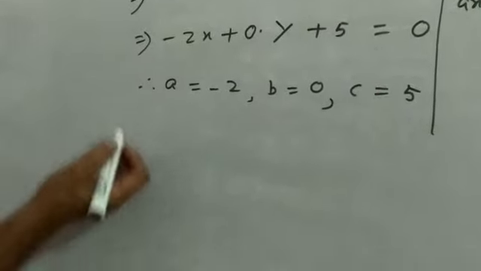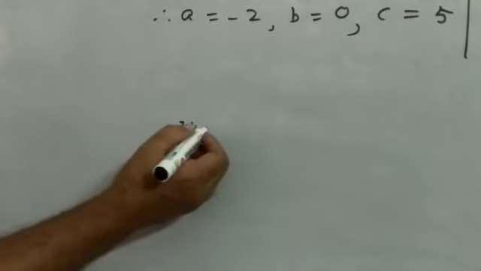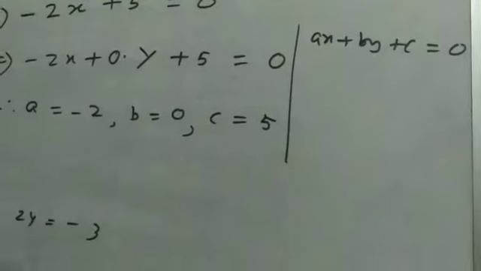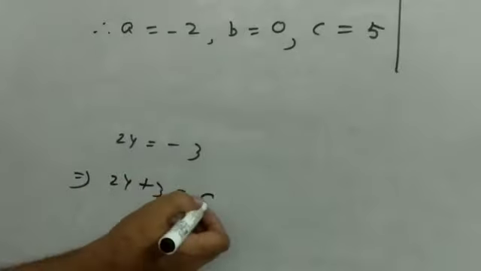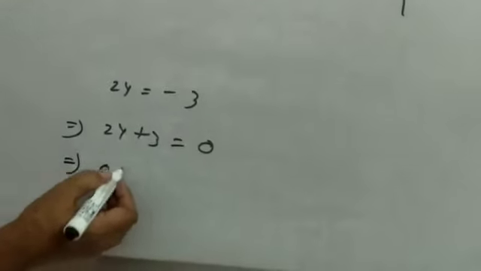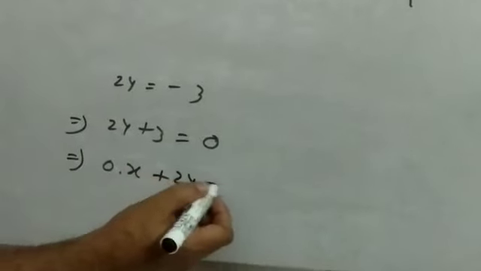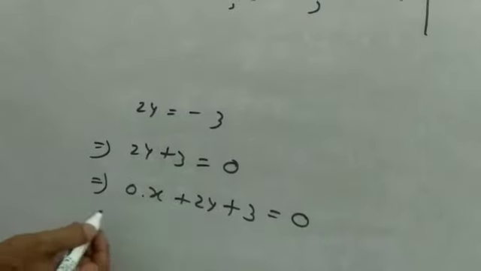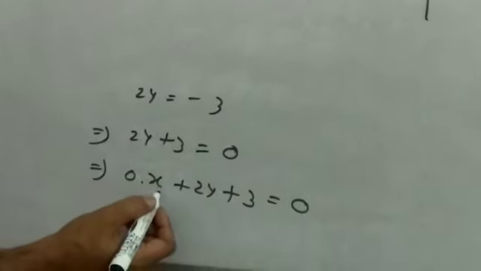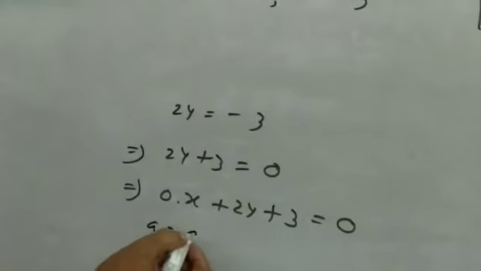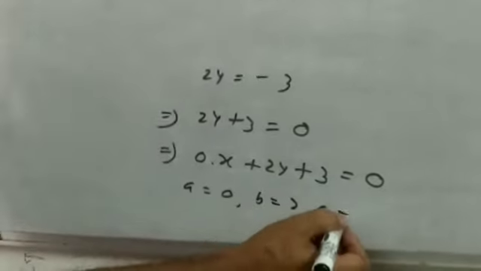Now suppose one example: it is given that 2y minus 3, express it in the form ax plus by plus c equal to 0. And here you see 2y minus 3 is equal to 0, so 3 is transferred. But here you see variable x is missing. So we will write 0 into x plus 2y plus 3 is equal to 0. Okay. So you see here x is missing, so we have written 0 into x. So it is of the form ax plus by plus c equal to 0. And we can find the values: a is 0, b value is 2 and c value is 3.